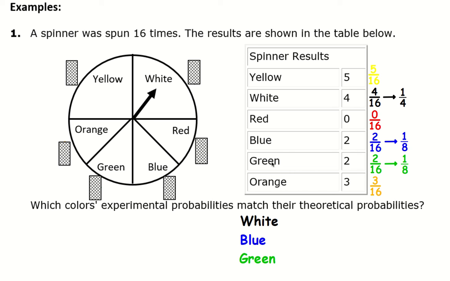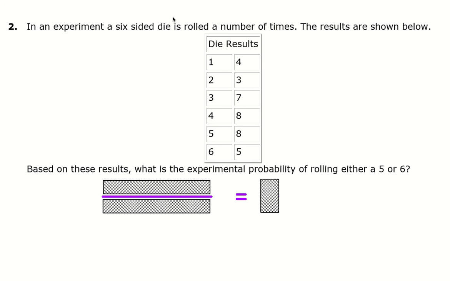White, blue, and green. This last example before we stop. In an experiment, a 6-sided die is rolled a number of times. The results are shown below. We could probably figure out how many total, because it looks like we got a 1 4 times, a 2 3 times, a 3 7 times, a 4 8 times, and so on.